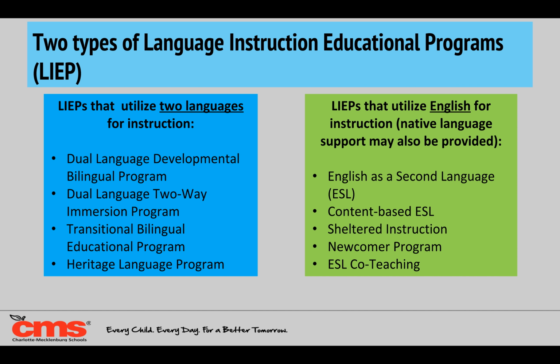So there are two types of LIEPs, those that utilize two languages for instruction, which are listed in the blue column, and those that utilize English with some native language supports, which are listed in the green column. Which LIEPs do we use here in CMS? Most CMS high schools currently use LIEPs that utilize English for instruction. So let's take a look at our three most common types of LIEPs now. Those are content-based ESL, sheltered instruction, and ESL co-teaching.